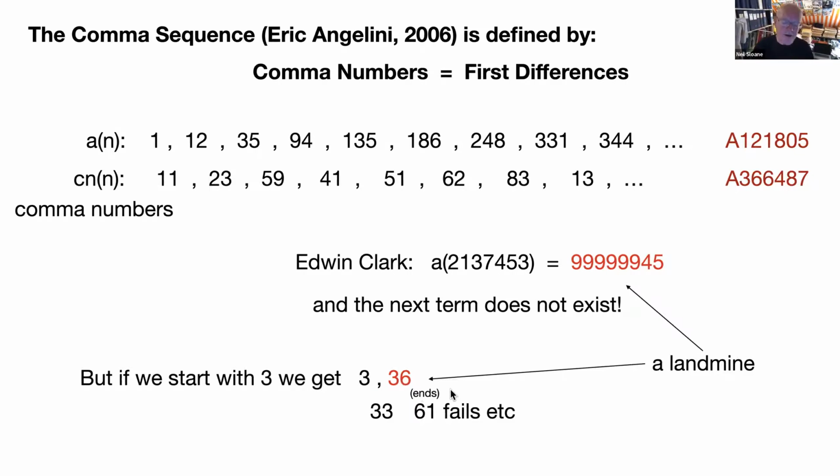But now there's no choice for the next number. If you try 61, it fails, because if the common number was 61, we would get 97. And so the next term would begin with a 9, and it would be 69, which doesn't match 61. So 61 fails, and they all fail. So the sequence ends at 36.